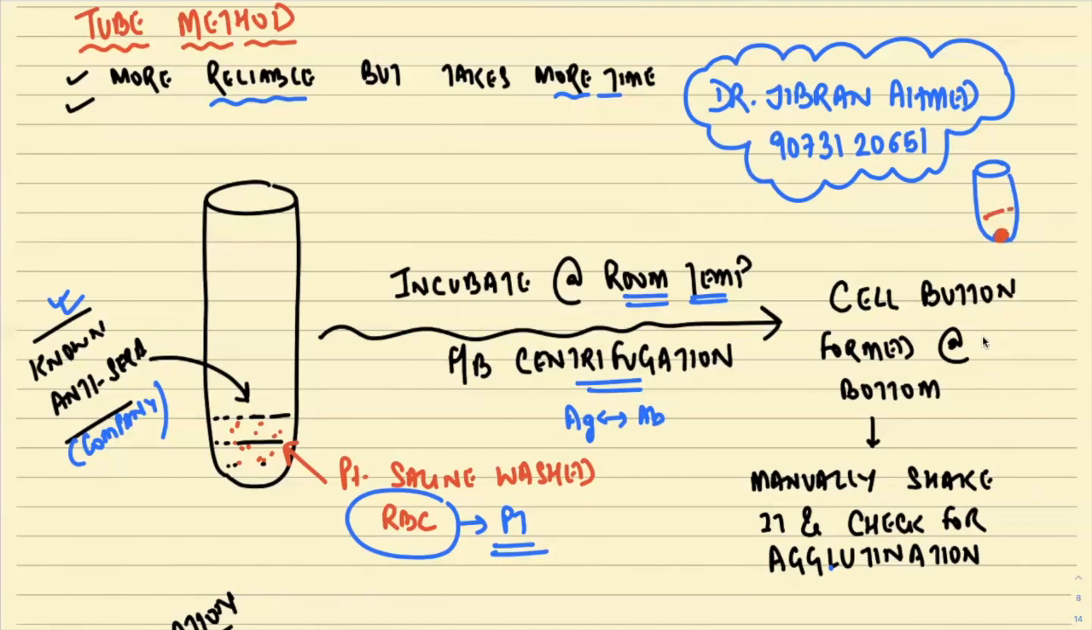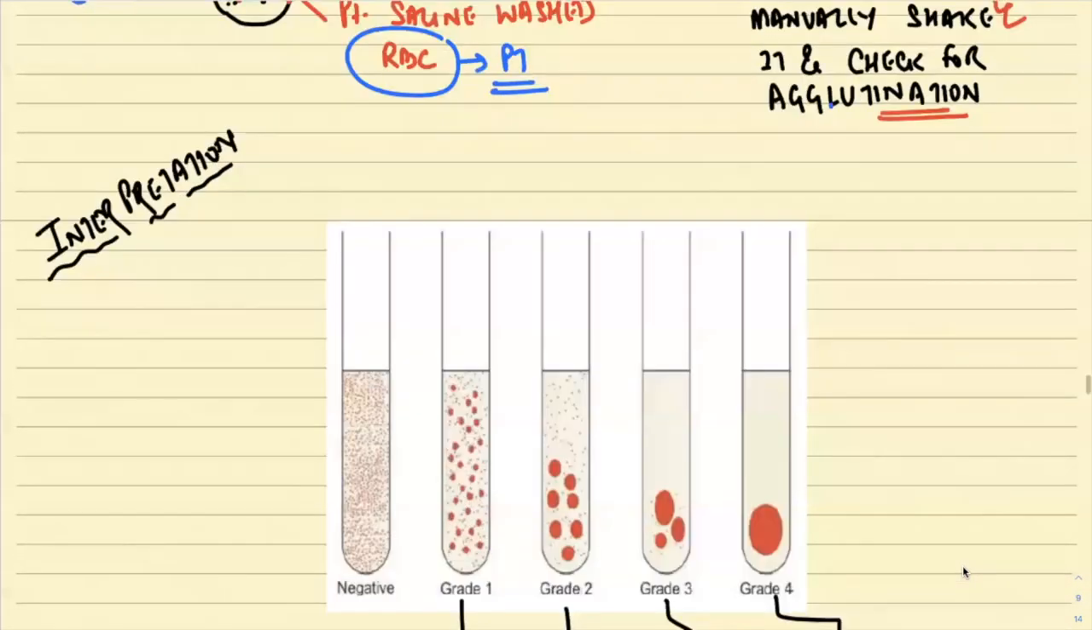So what you have to do mechanically is shake it. If you see any clumps, then the test is positive. If you see no clumps, then the test is negative. Let me show you the interpretation.